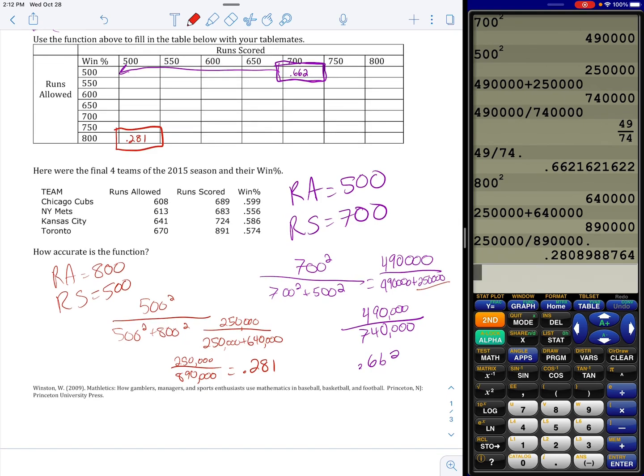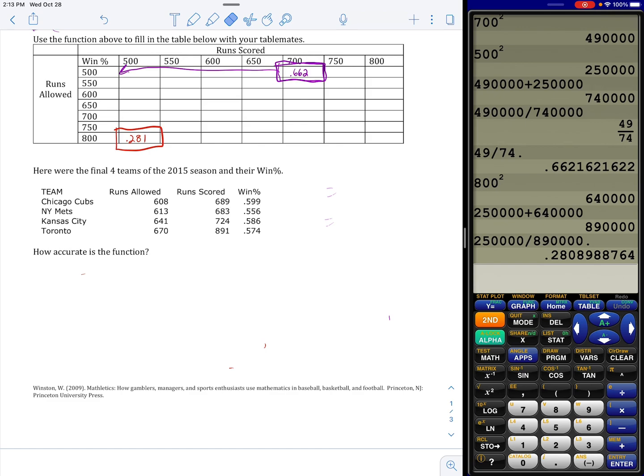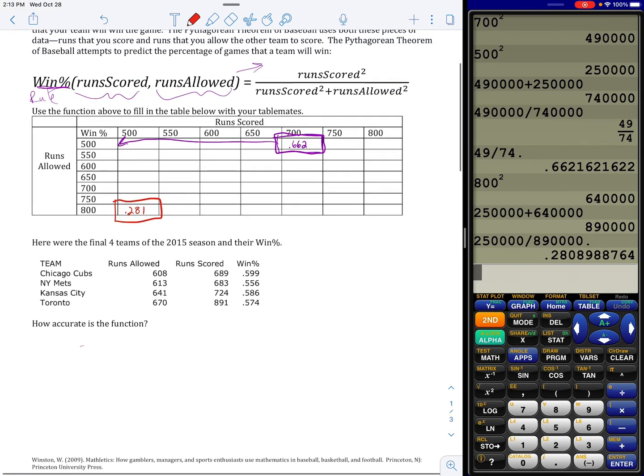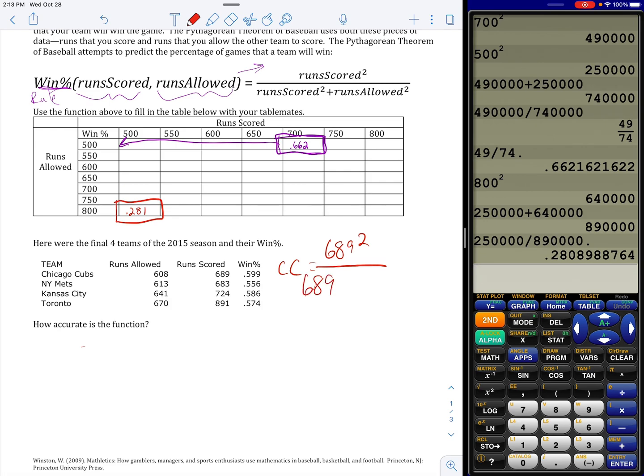Down at the bottom, it tells us here are some teams from 2015. These were the final 4 teams from 2015. And it asks us how accurate the function was. So we'll just do the top one. So for the Chicago Cubs, we have 689 squared over 689 squared plus 608 squared.